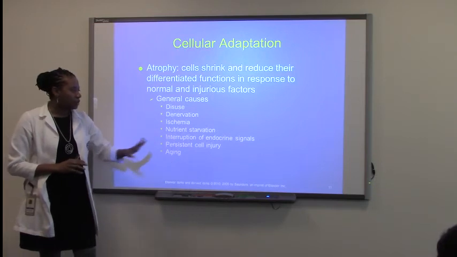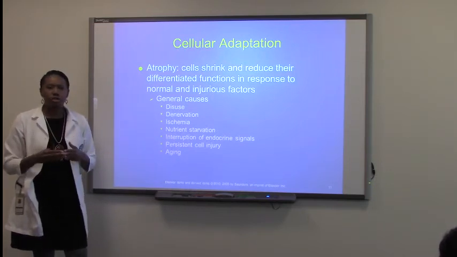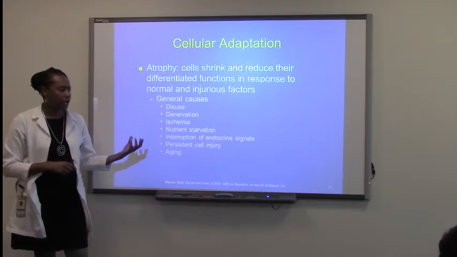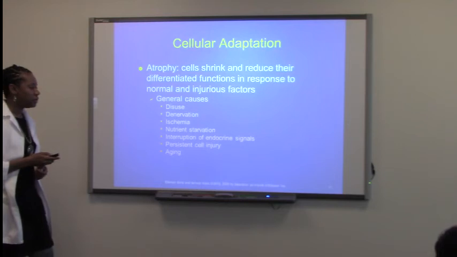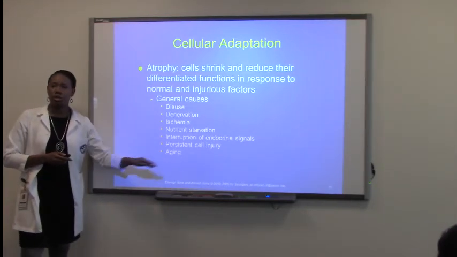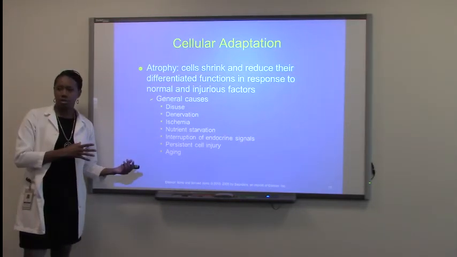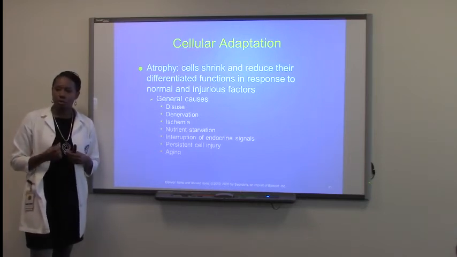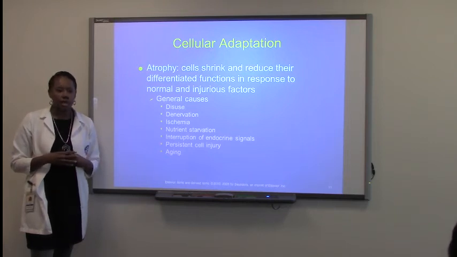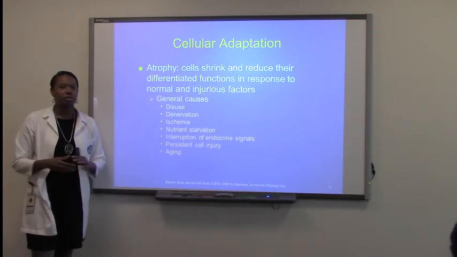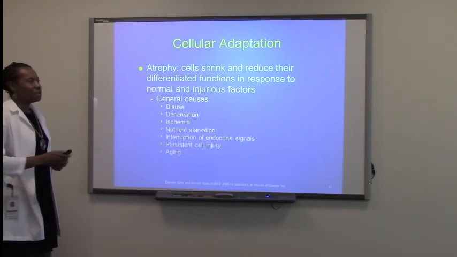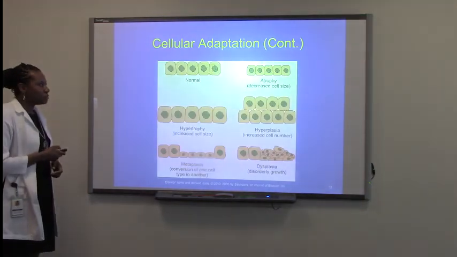And interruption of endocrine signals and persistent cell injury. So there's a lot of different things that can cause any type of cell, muscle, tissue, what have you, to go into a state of atrophy. And also aging. As we get older in the aging process, this is a normal situation that can happen, okay? Unfortunately, yes, things do start to get a little smaller, and things do start to go south, because we start to lose loose connective tissue and collagen and all that good stuff. So, yes, something to look forward to. So, atrophy does happen normally.